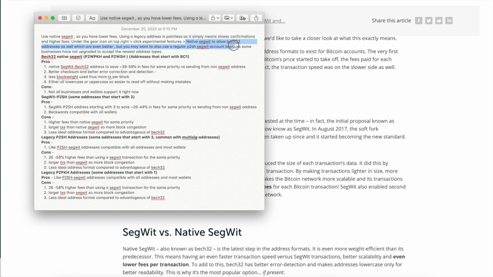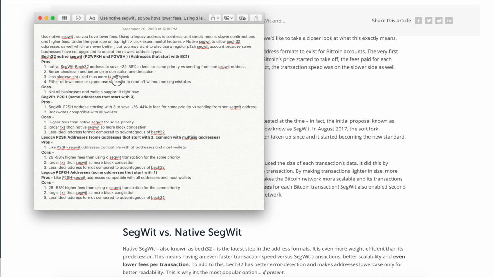So with the Ledger Nano S or any of the ledgers, they do support all three address or wallet types. So here's the pros. The BECH32 native SegWit addresses start with a BC1. So this is how you can verify it. The native SegWit BECH32 address can save 39 to 58% in fees, which is nice. That's huge. Better checksum and better error correction and detection. Also quicker transaction times. Less block weight, so more transactions per block, as I stated.